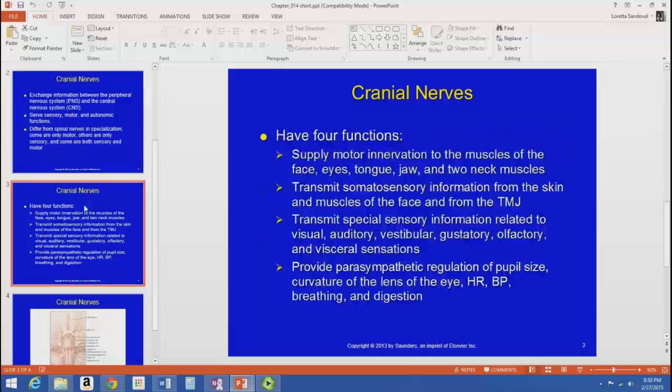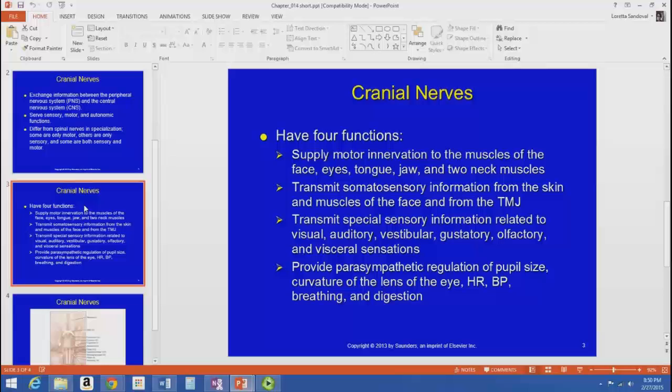Their 4 functions are supplying motor innervation to the muscles of the face, eyes, tongue, jaw, and 2 of the neck muscles. So that's why when I say they're sort of like the peripheral nervous system for the head and face, they supply the functions that the lower motor neurons do to the body, so that motor innervation. They also transmit the somatosensory information from the skin and muscles of the face and the temporomandibular joint. So they're the somatosensory system of the head.